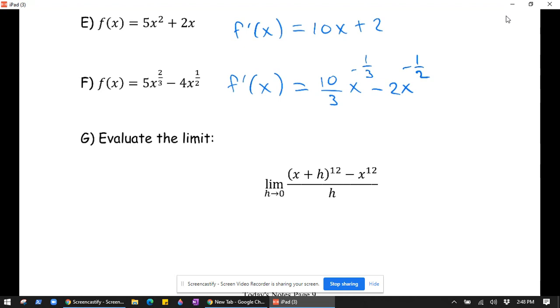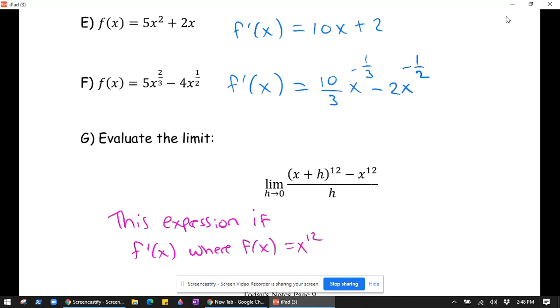The idea is to notice this expression is the derivative of a function. It's f prime of x, where f of x equals, hopefully you can pick out that it's x to the 12th. So now we use our power rule to evaluate this, right? f prime of x is clearly 12x to the 11th. So this limit, were we to evaluate it out, is just going to evaluate to 12x to the 11th.